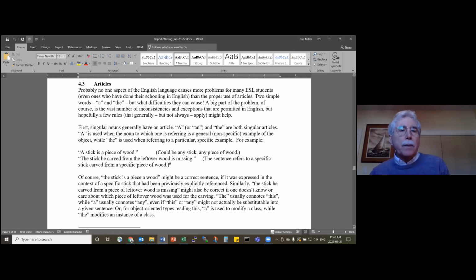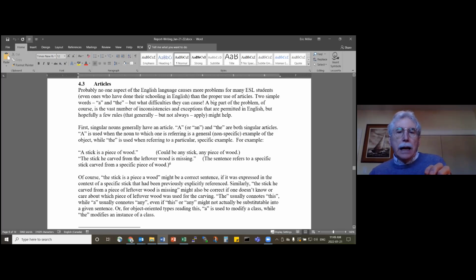It could be any piece of wood, as opposed to, just another arbitrary sentence, the stick he carved from the leftover wood is missing. So here we're referring to a specific stick, the one that whoever he is carved, and it came from a specific piece of wood, the leftover wood. So the is always specific.